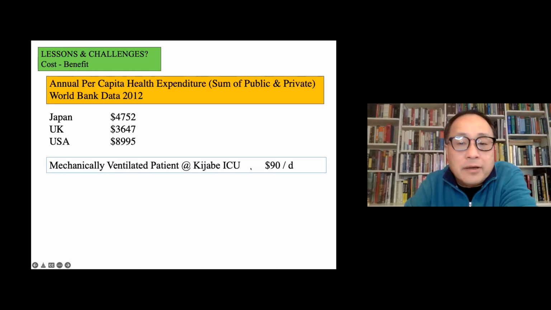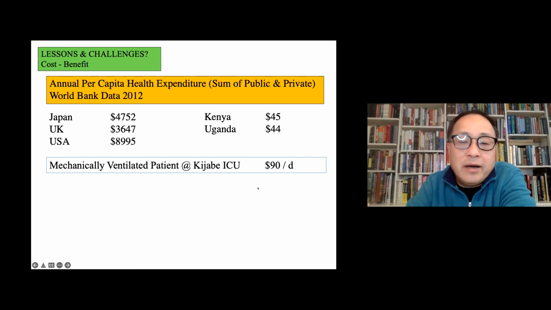And the cost to take care of a mechanically ventilated patient at Kajabi ICU is approximately $90 US per day, which sounds pretty cheap, certainly by US standards. But in contrast to Japan, UK, and the US, in Kenya and Uganda, the per capita expenditure is only $45 to $44 or so. And so, this represents a huge amount of money, relatively speaking.